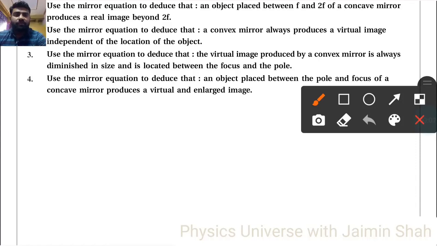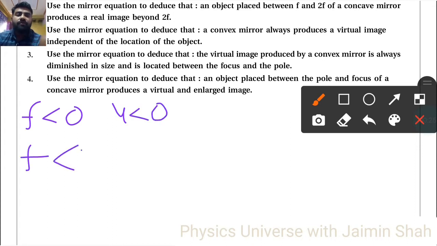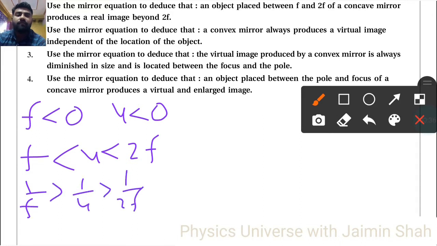Use the mirror equation to deduce that an object placed between f and 2f of a concave mirror produces a real image beyond 2f. So first of all, we know that for a concave mirror f is less than 0, and u is always less than 0. Now f less than u less than 2f. Taking the reciprocal, 1 upon f greater than 1 upon u greater than 1 upon 2f.